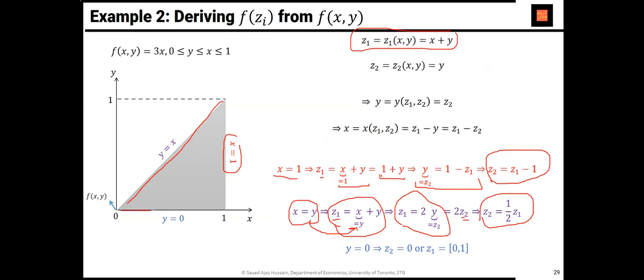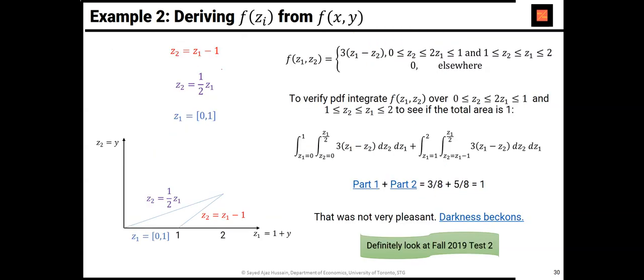And now I have the blue boundary where I know that y must be equal to 0 between 0 and 1. That means that z1 must be between 0 and 1, because at that point z2 is equal to 0. Using those things we got, this is the weird boundary. So z1 has to be over here between 0 and 1. That's that thing that we saw earlier.